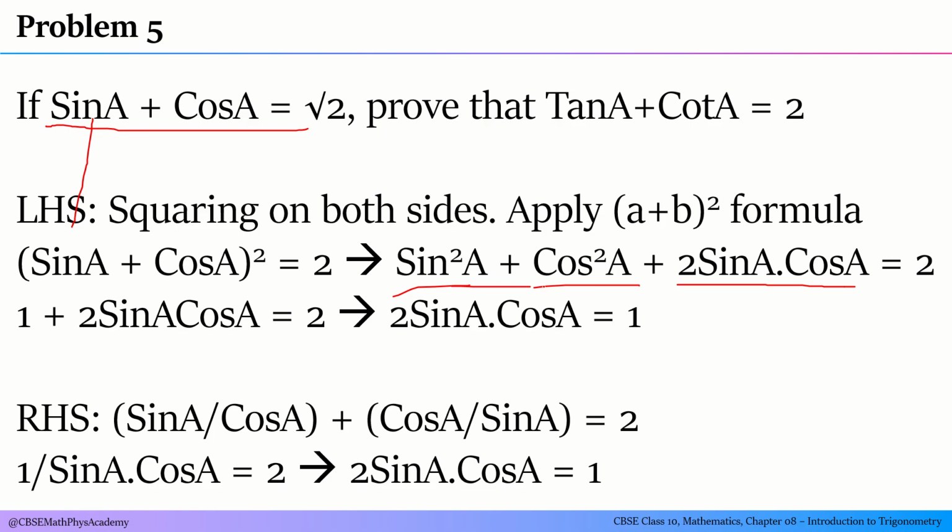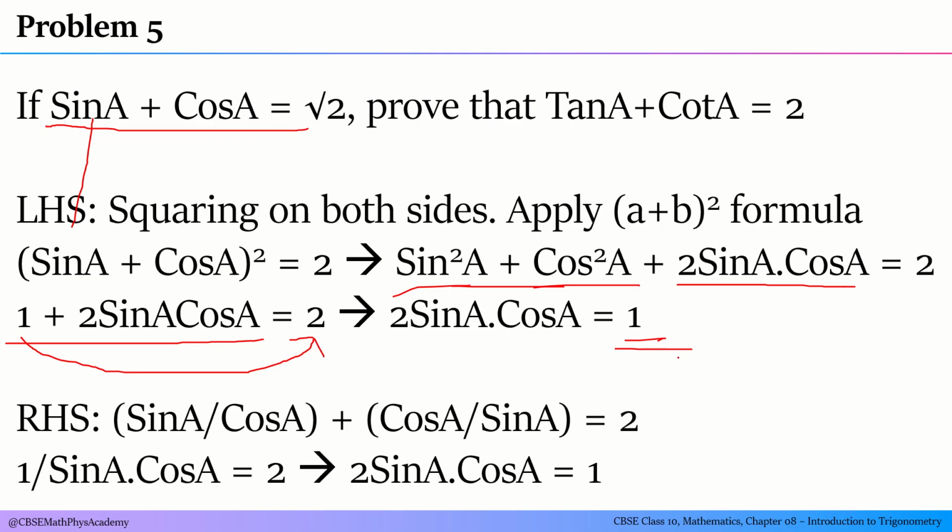Now you know sin square a plus cos square a is equal to 1. So it becomes 1 plus 2 sin a into cos a is equal to 2. This 1 I am going to take to the other side. So 2 sin a into cos a is equal to 1. This is what you get for the left hand side.